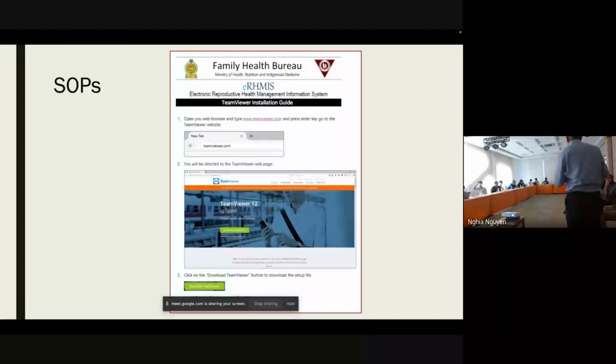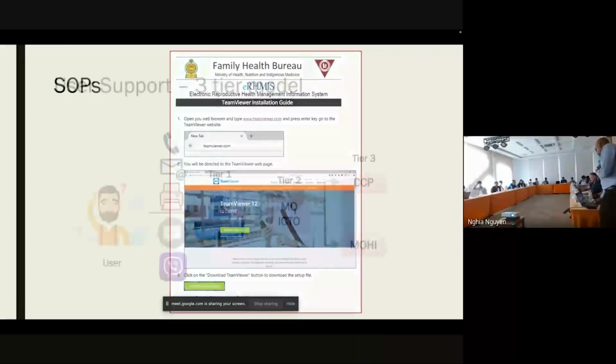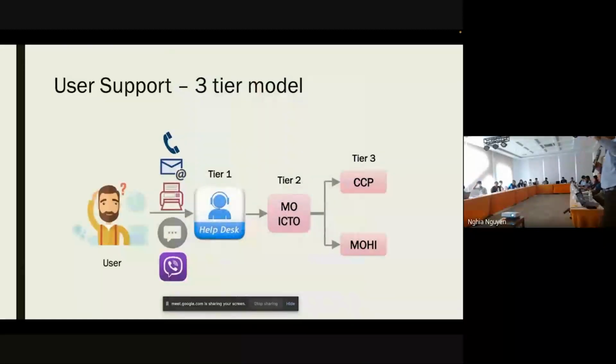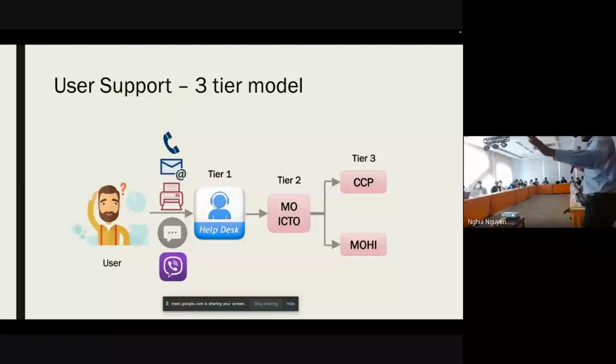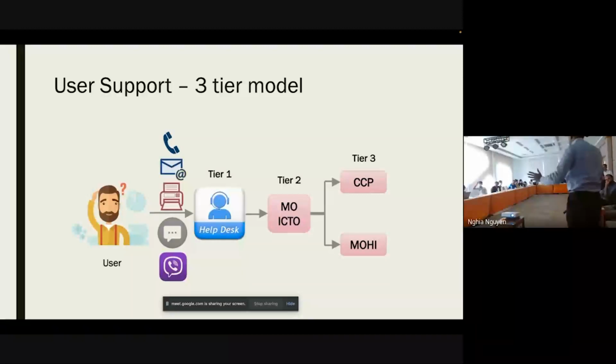So even for them, we had SOPs. And this is a kind of user support mechanism. I know most of your countries have a user support mechanism, but we try to make it more structured, with a couple of layers of support. One layer sits very closely to the end users, and then gradually you have a higher level where you escalate matters.